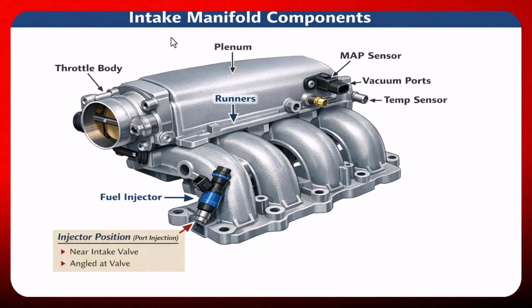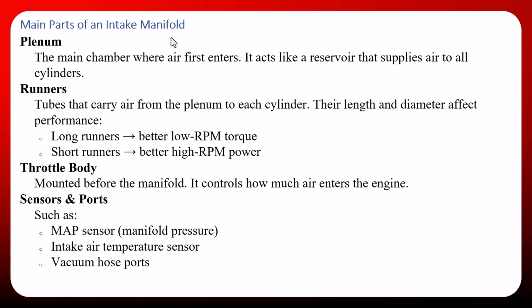Long runners. As I wrote here, long runners are for better low-RPM torque, and short runners are better for high-RPM power. Actually, for better torque at low speed and better power at high speed.